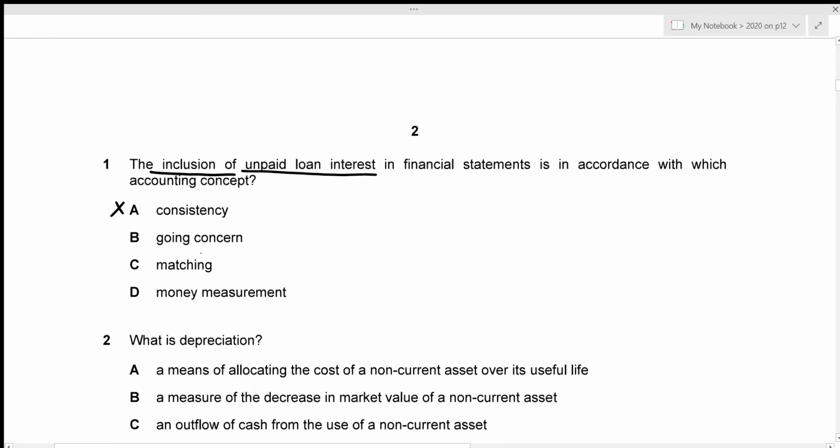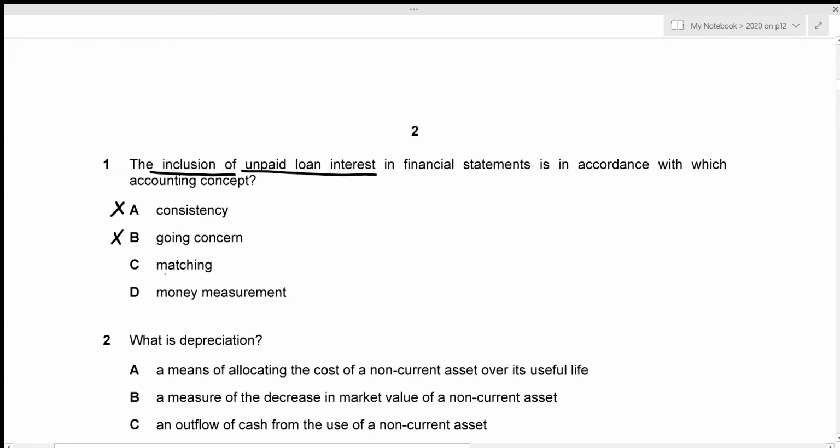Then for the second option, we are given the going concern concept. And we know that this concept states that a business entity will continue running its operations in the foreseeable future and will not be liquidated or forced to discontinue operations for any reason. Again, in the given information, we are not talking about liquidation of a business or its foreseeable future. So obviously option B is also going to be incorrect.